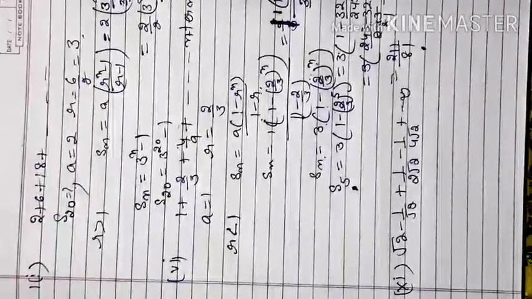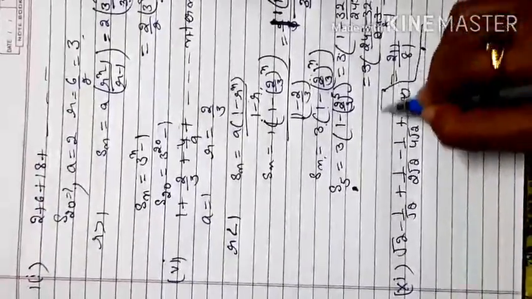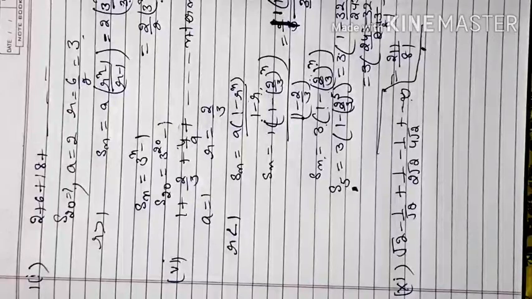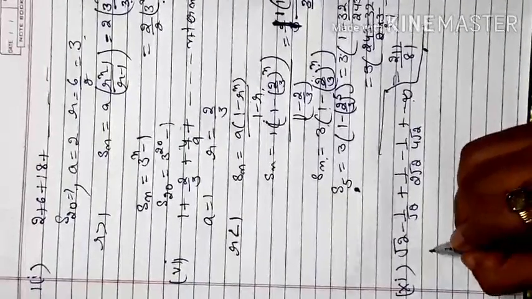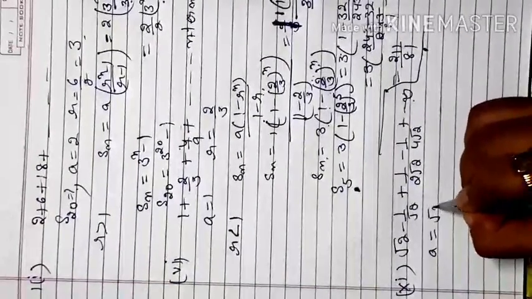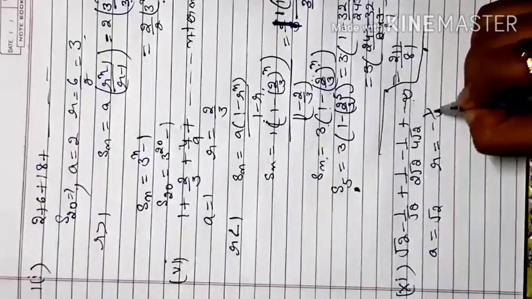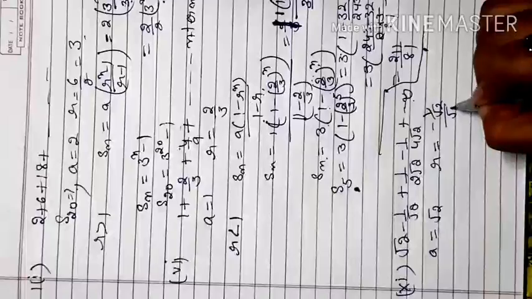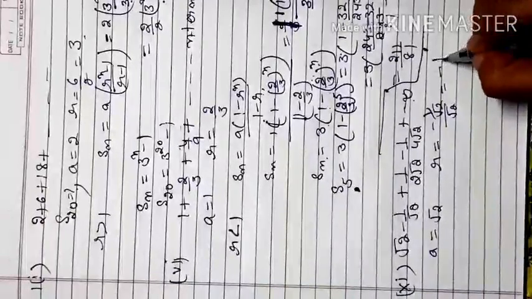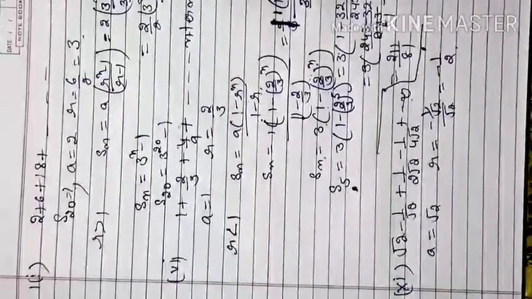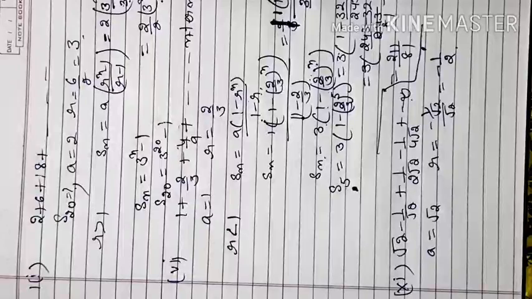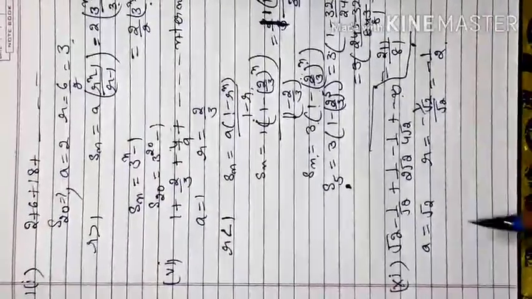Okay, so what will you do after that? This infinity means there is no limit to the series. So here when you find the r value, there is no condition of negative or positive value. Here I found that a is equal to root 2, and when I found the r value, that is minus 1 by root 2 divided by root 2, that gave me minus 1 by 2. In infinity, it doesn't matter whether the r value is negative or positive, your formula is the same.